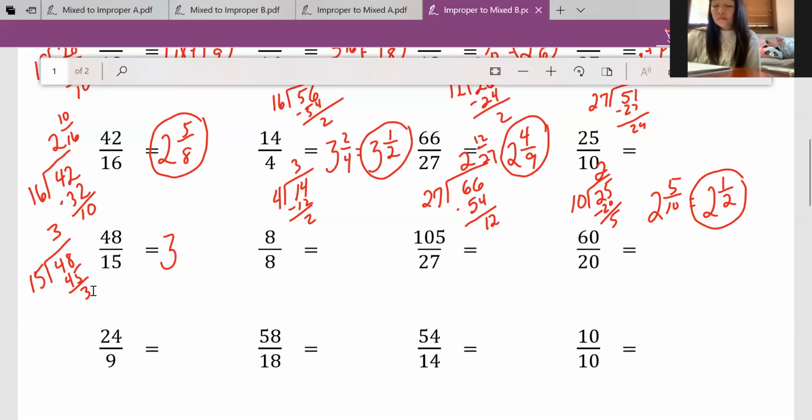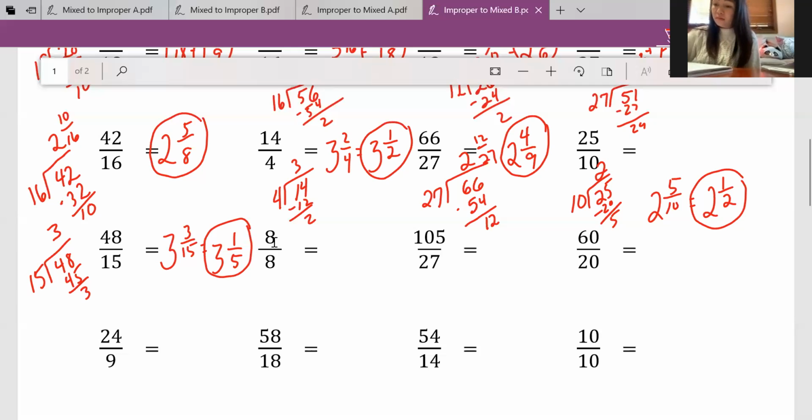The remainder here becomes the numerator. And the denominator stays the same. And then I think, are there any common factors between 3 and 15? Well, 3 divides 15, of course, itself. So 3 divided by 3 is 1. 15 divided by 3 is 5. So I know that 48 over 15 is the same as 3.20, or 3 1/5.